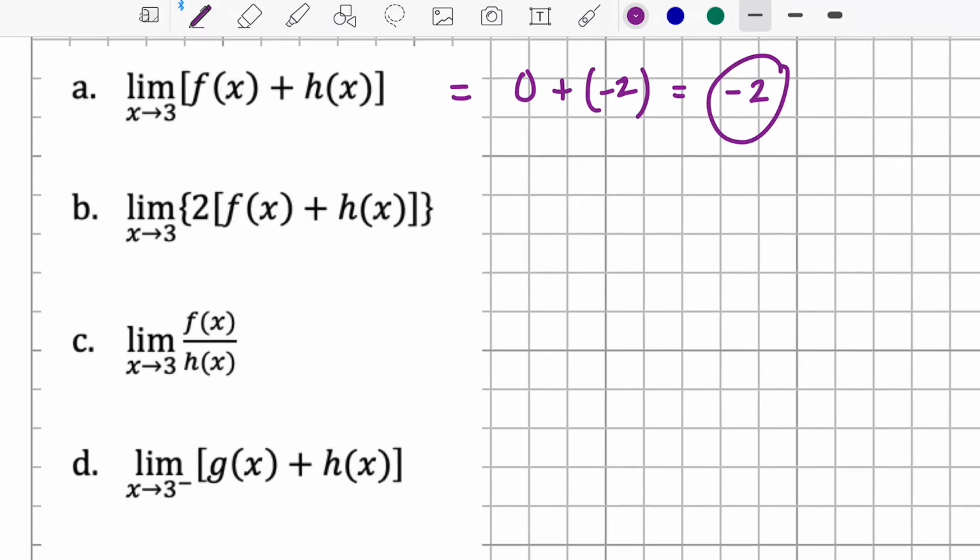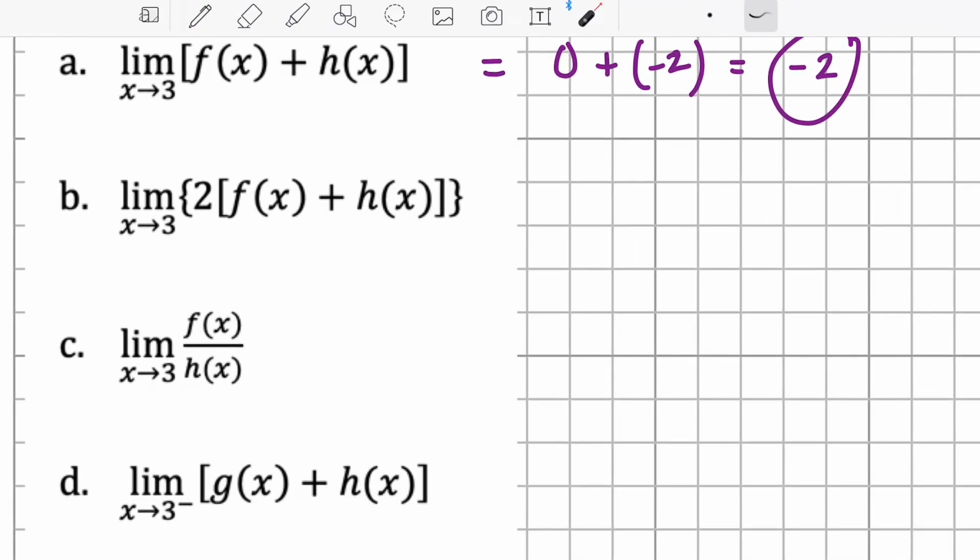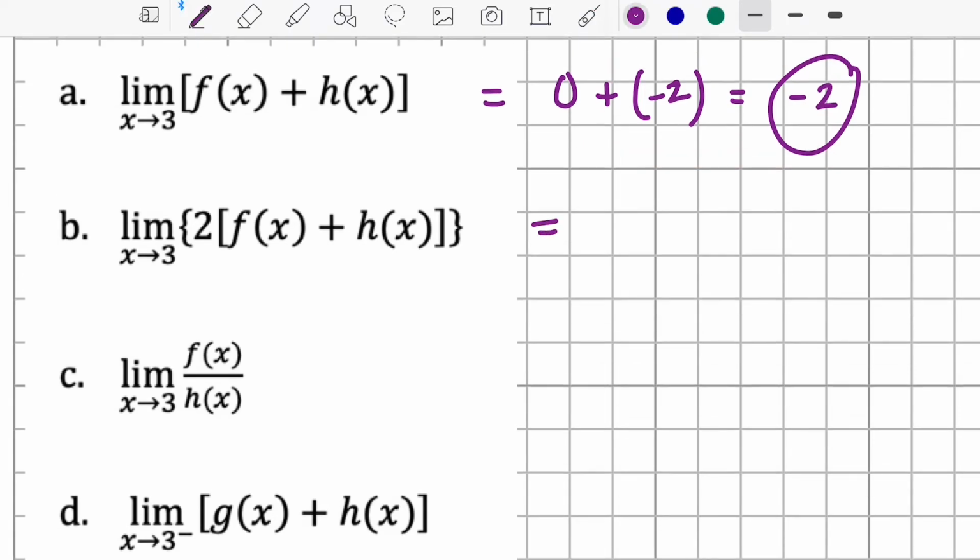Okay, for the next one, notice that it's exactly the same thing, except we have a 2 there. So that means just multiply your answer by 2. Now we already have the answer. It's negative 2. So in reality, all we have to do is say 2 times negative 2, which is negative 4. Done.